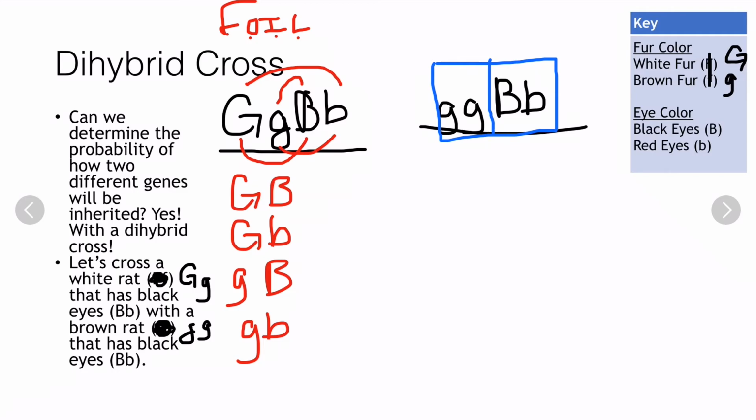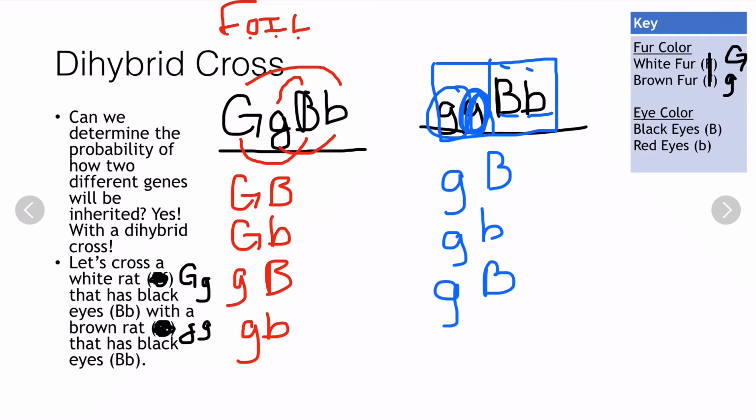And how many different ways can I pair up each allele? Well, I think about it this way. I can pair up this little g with this big B and this little b. So I would write them out: little g with the big B and little g with the little b. And then I can use this other little g with either the big B or the little b. So I would do little g, big B, little g, little b. Okay? It's a little different way of thinking about it, but you get the same thing.